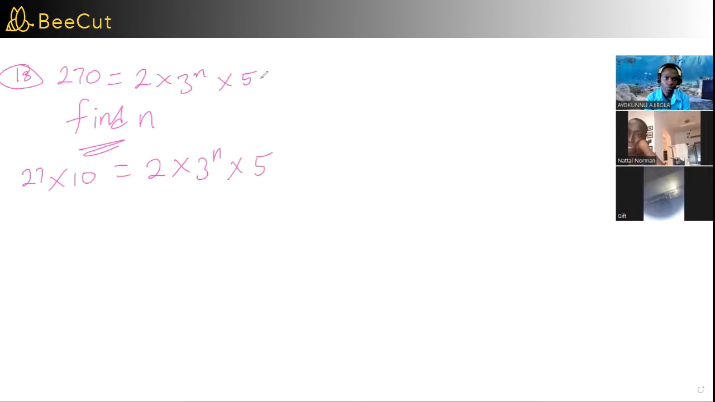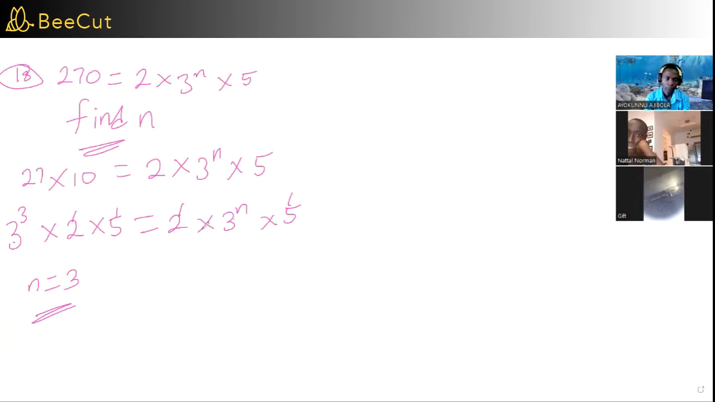We have it on the right hand side from the question. Here we can still split the 10 into 2 and 5, while this 27 has a factor of 3 already. So I can say 3 raised to power 3, and that's 27, times 2 raised to power 1 times 5 raised to power 1 equal to 2 times 3 raised to power n times 5. So if 2 is 2 here and 5 is 5 here, the only thing that remains is the 3 and the 3. That means n equals 3 for this to stand.